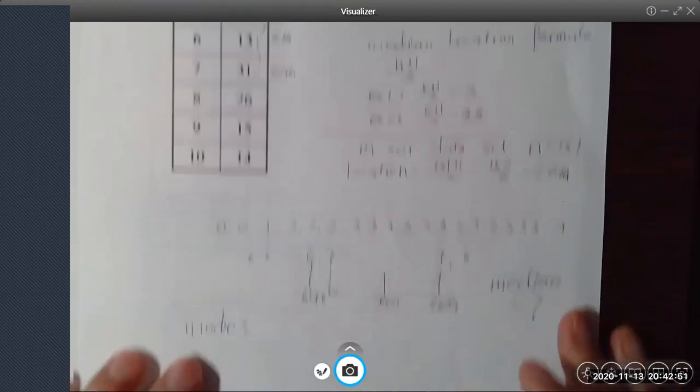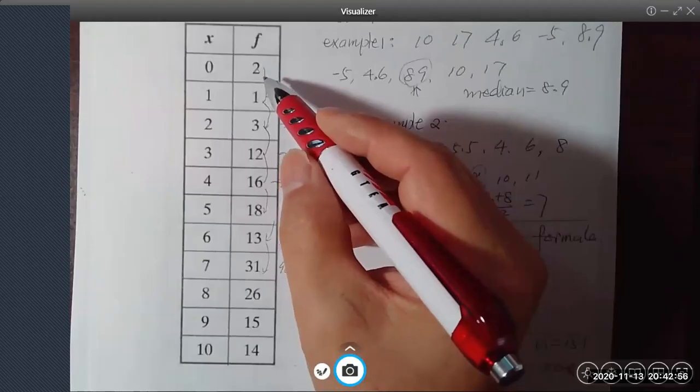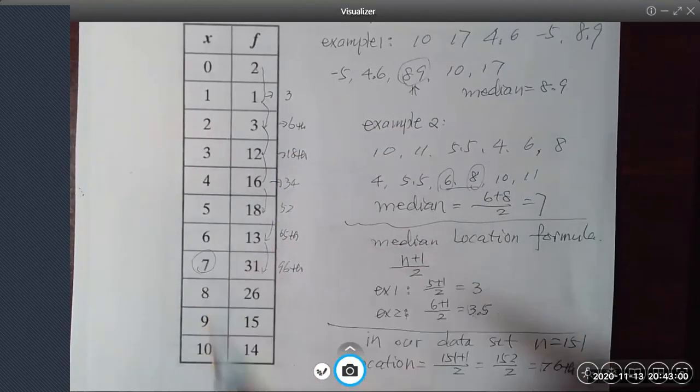Now this is super easy because it's a frequency distribution table. We just look at which number has the highest frequency. 31. Everybody can see that. What is the value for that? 7. In other words, 7 occurred most frequently. So mode is 7.